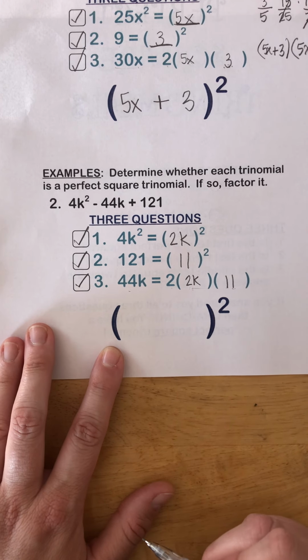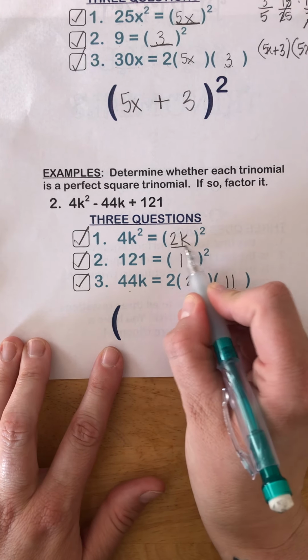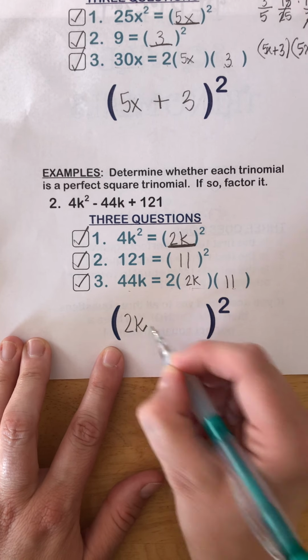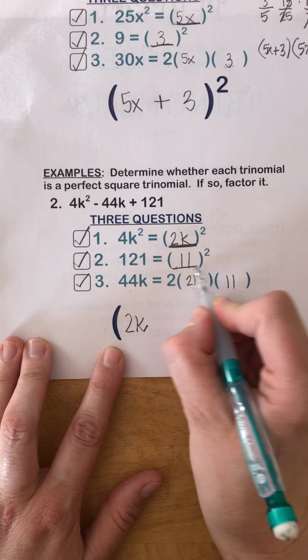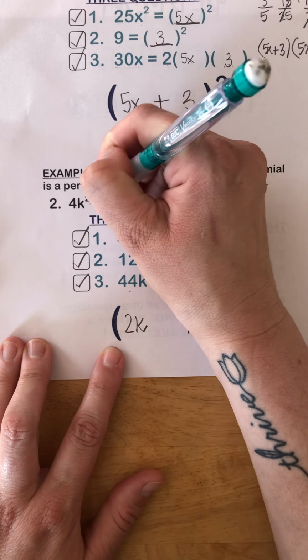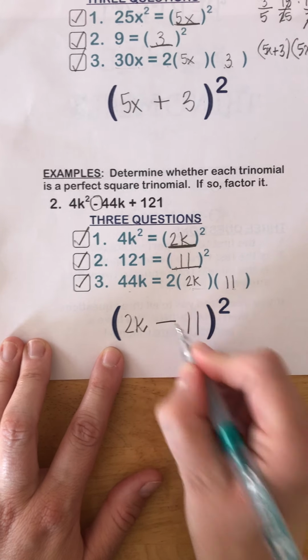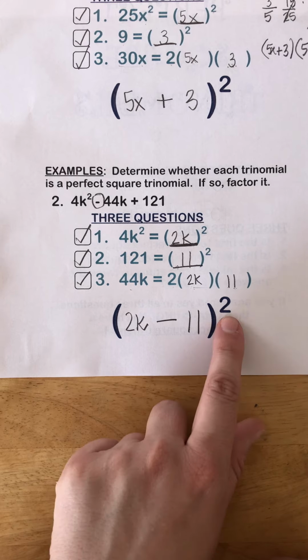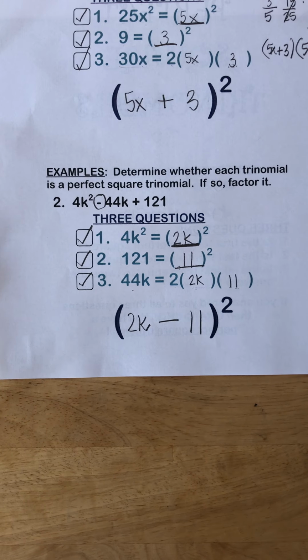Yes, you can. So remember, question number 1 helps you put what's in the front of the parentheses. Question number 2 puts what's at the back of the parentheses, and your middle sign tells you what's going to go in the middle. And so we would have 2k minus 11 squared as our answer.